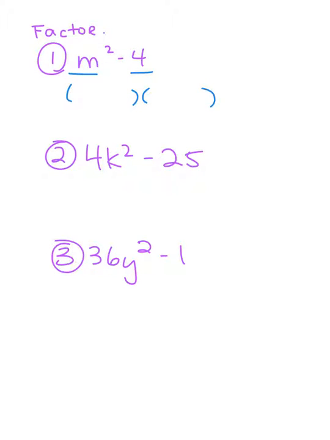The only way I'm going to get m squared is m times m. I know when I have a perfect square minus a perfect square, or difference of two squares, I'm going to have one plus and one minus. And the square root of 4 is 2, so I get 2 times 2.